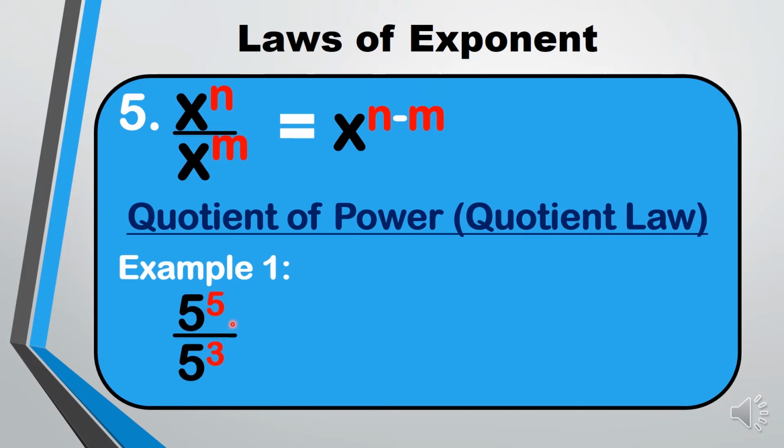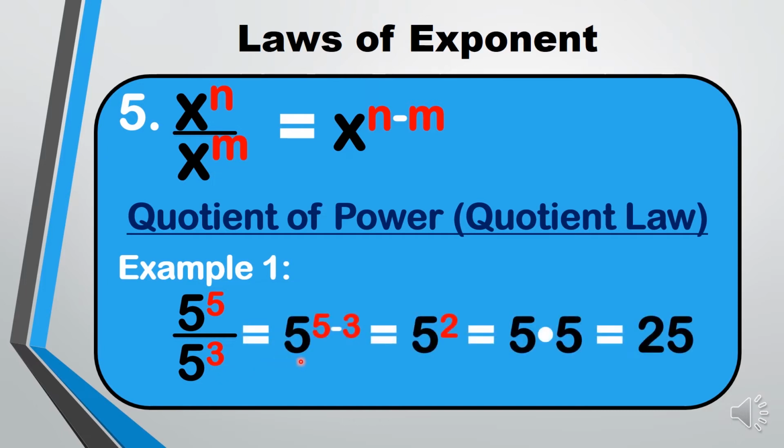5 raised to 5 divided by 5 raised to 3. Kopyahin muli natin ang kanilang base. At ito ay magiging 5. I-minus na natin ang ating mga exponents. 5 minus 3 is 2. Ito ay magiging 5 raised to 2. At gamit ang ating expanded form na 5 times 5, ang ating magiging final answer ay 25.